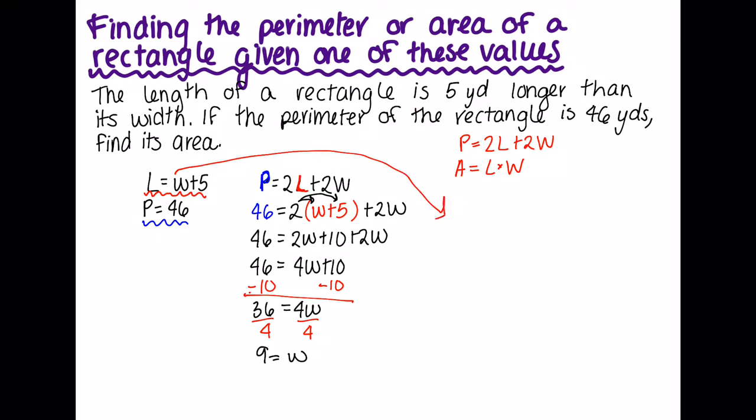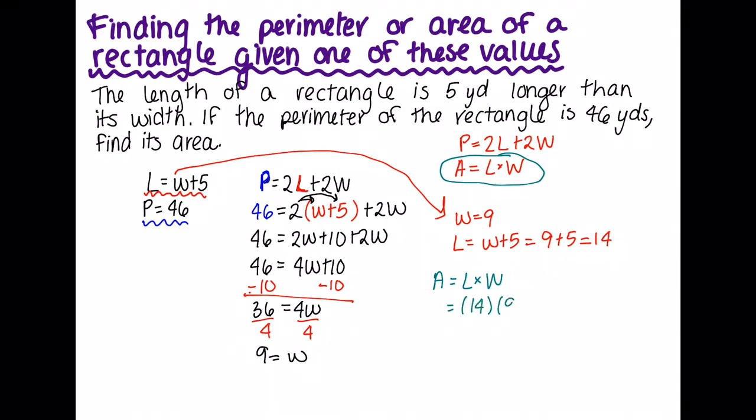So pulling this formula over here, we know W is equal to 9, length is equal to W plus 5. So that's 9 plus 5, which is 14. That's going to give us enough information to use this formula right here and find the area. Area is equal to length times width. The length is 14. The width is 9. So 14 times 9 will give you 126.